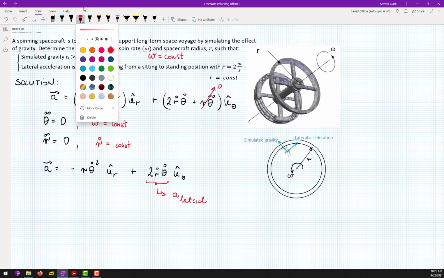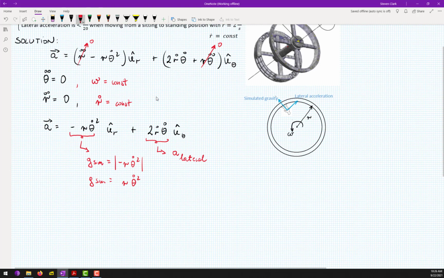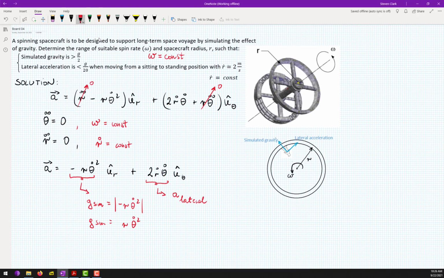And magnitude of that, that's operating magnitudes. G simulated will be equal to, so G sim is R theta dot squared. Okay, and that problem is basically very quick.